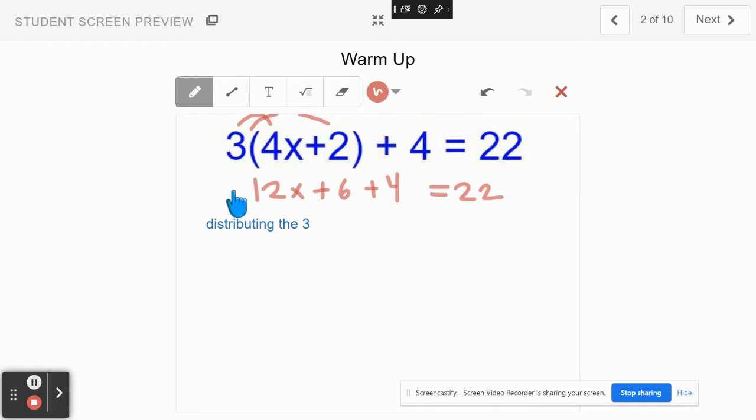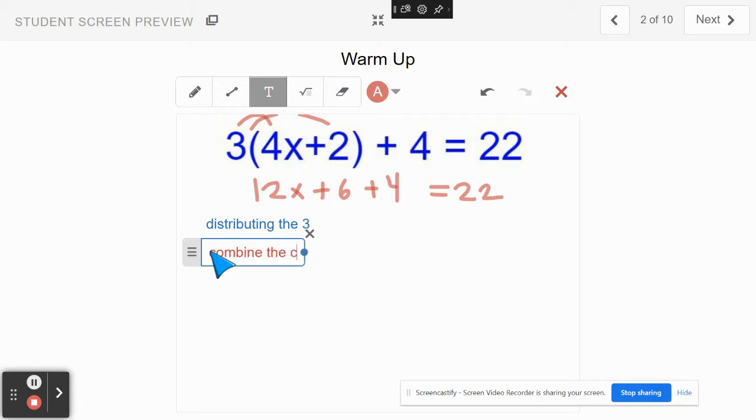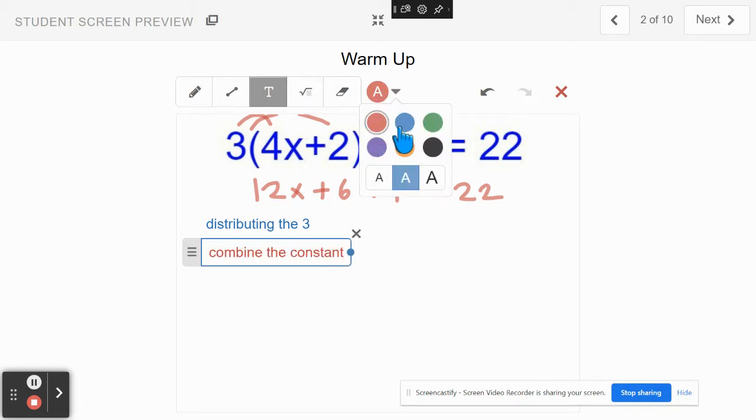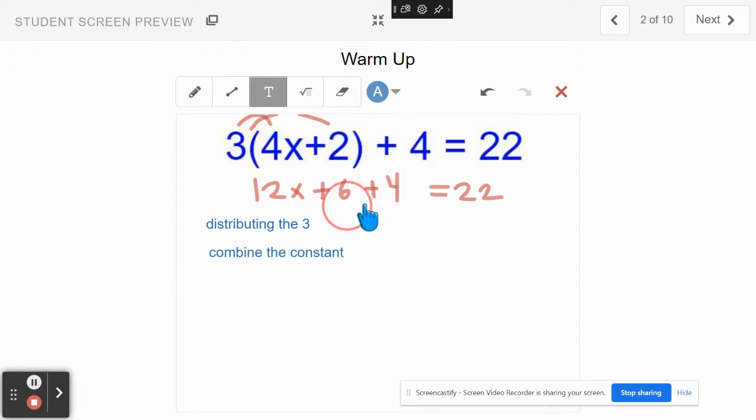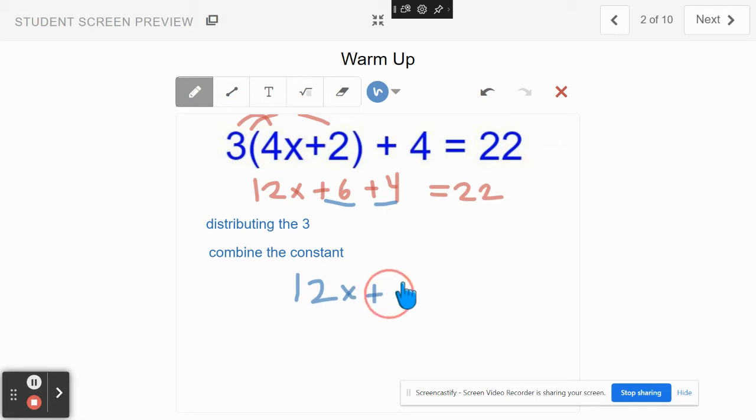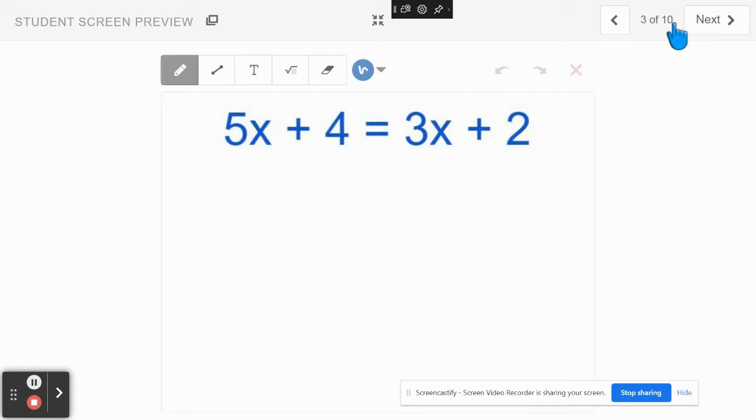And once you get that, then you're going to combine the constants that are on the same side, right? So the constants here are going to be 6 and 4. So then one of the main parts here is 12x plus 10 equals 22. Okay. All right, cool. Then you know what you do from there. You're going to subtract 10. All right, I want to see this on your slide. I'm almost helping you guys too much.